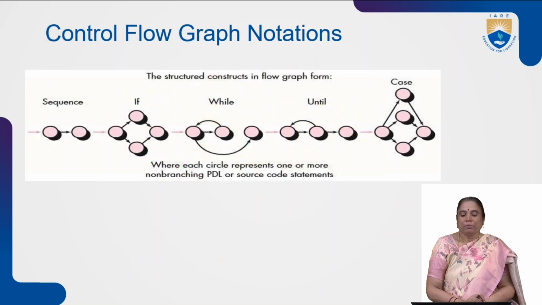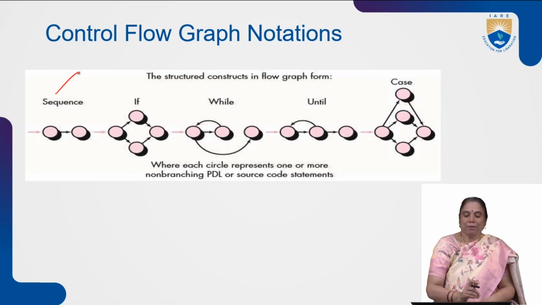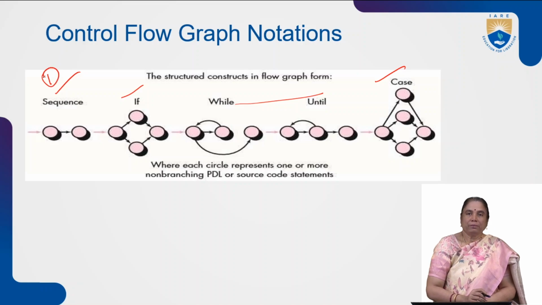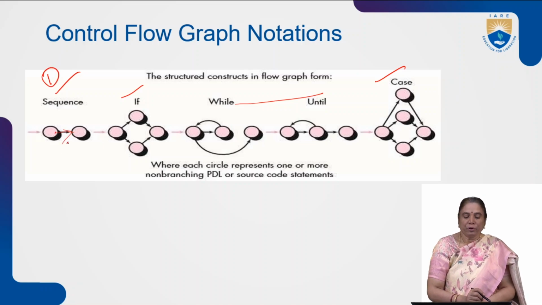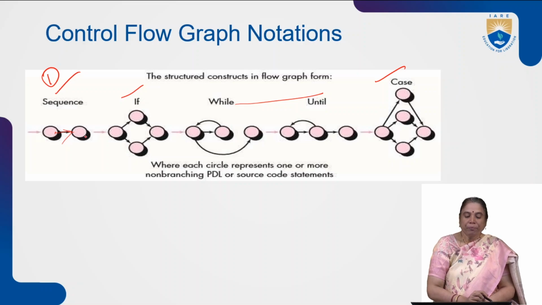The basic notations that are used in the control flow graph, four notations are majorly used. One is the sequence, second one is the condition, third one is the loops, and fourth one is branching. Sequence means the program statements which are executed one after another can be represented as a sequence.